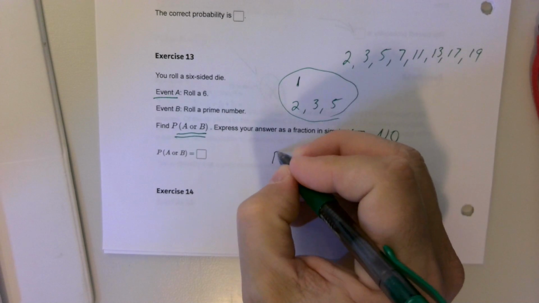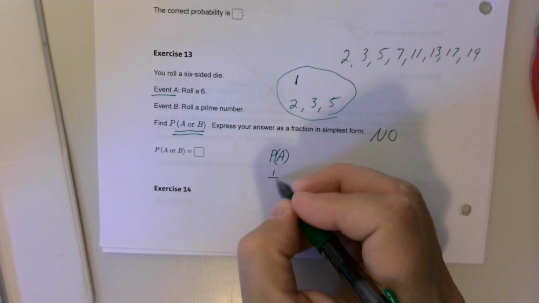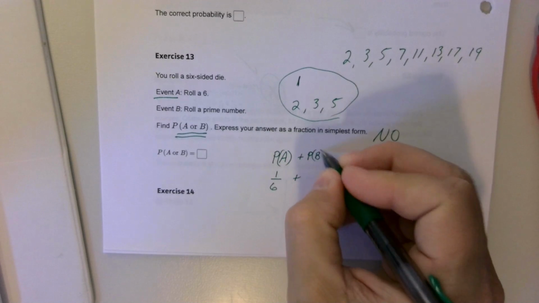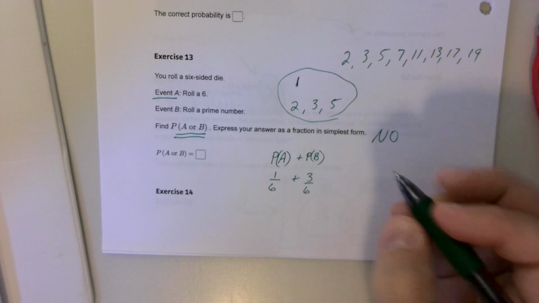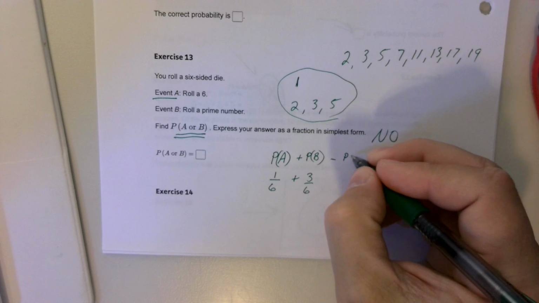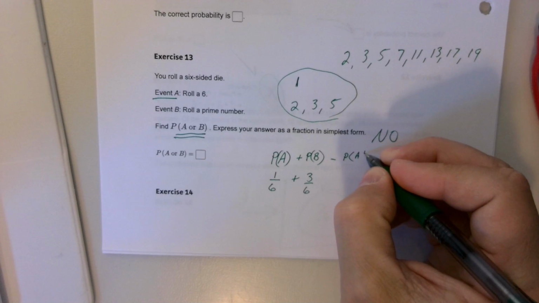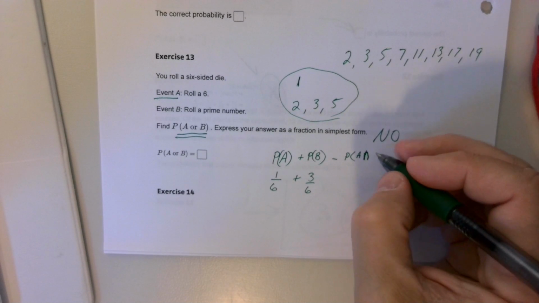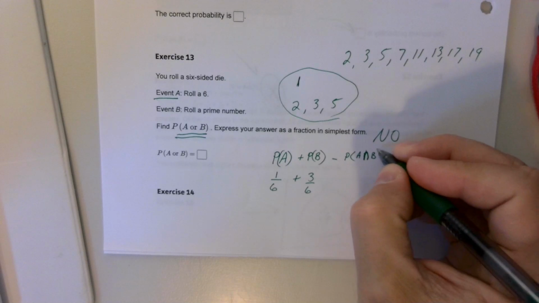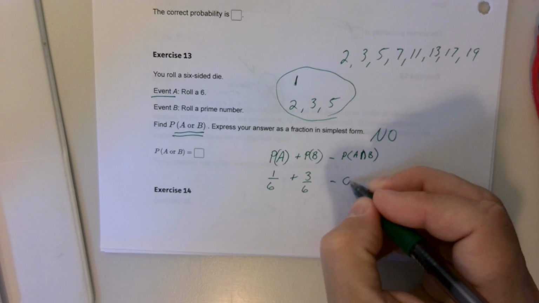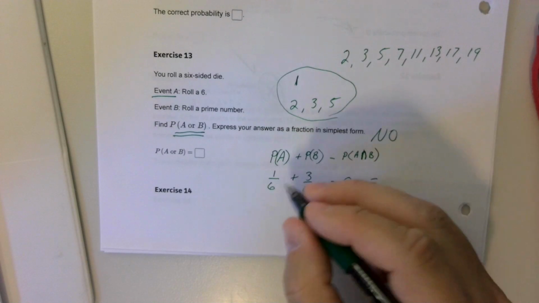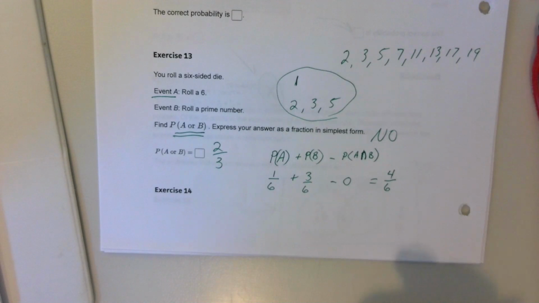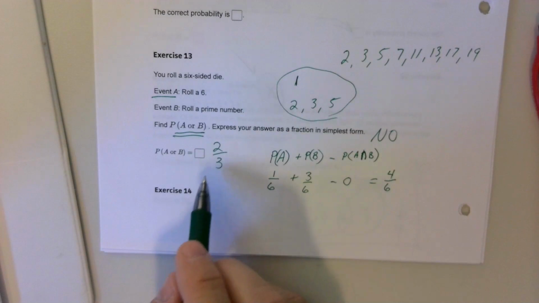So what is the probability of A? Well, that's 1 out of 6. What is the probability of B? That is 3 out of 6, minus the probability of the overlap, A and B. And technically, they use that little symbol, it's an intersection, A intersect B, which is nothing, so minus nothing, because there is no overlap. So that would be 4/6, and of course we want to reduce it, and it's 2/3. So there's the answer to that one.